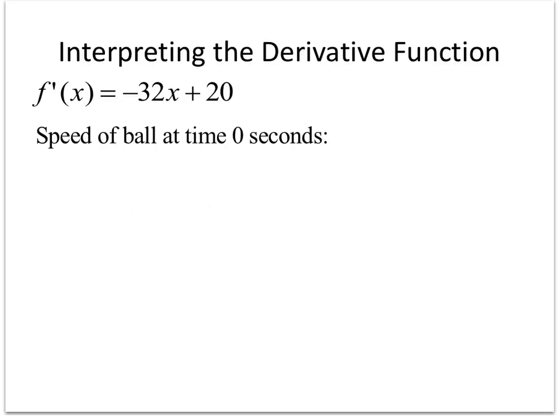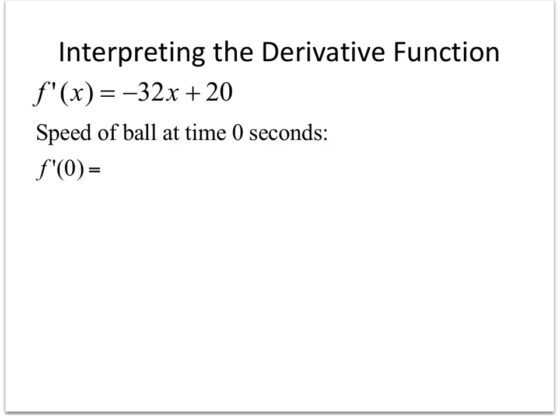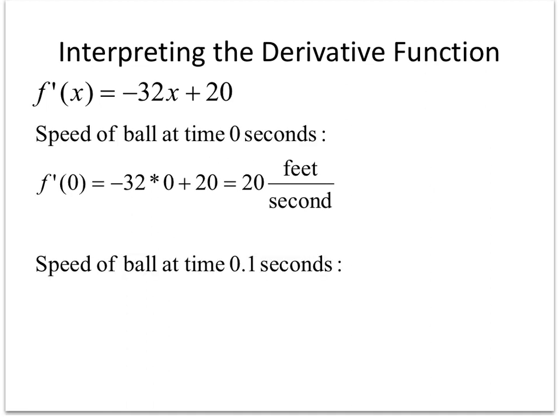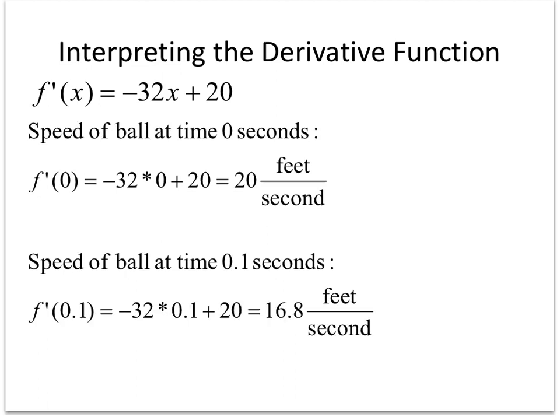So now let's interpret this. Say I want to know the speed of the ball at time 0. Well, this simply means that I'm just plugging in. My x is my time. I should say I'm plugging in 0, and so I get 20 feet per second. If I want to know the speed of the ball at time 0.1 second, I just simply plug in 0.1 here. And guess what? I got that same answer.